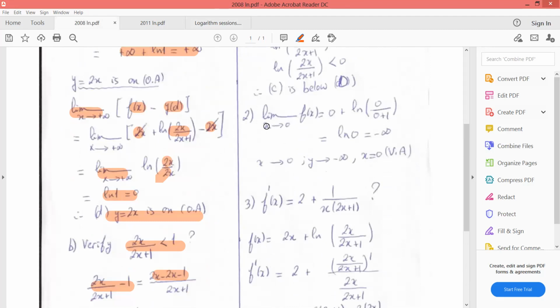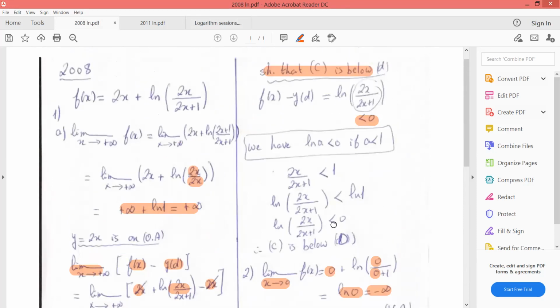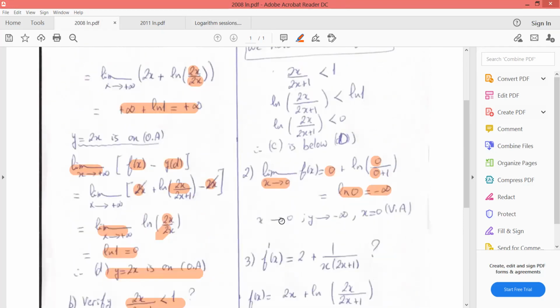Now, to find the limit as x tends to zero, we replace x by zero: 2 times 0 over 2 times 0 plus 1. We get ln 0, which is minus infinity. What is the asymptote here? As x tends to zero, y tends to minus infinity. So x equals 0 is a vertical asymptote. Is it good?